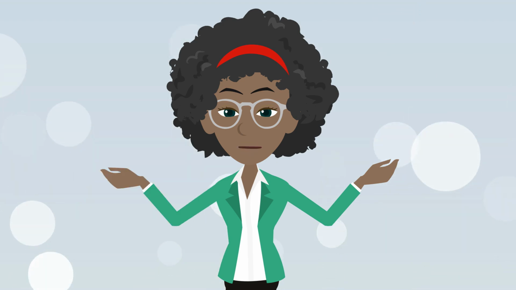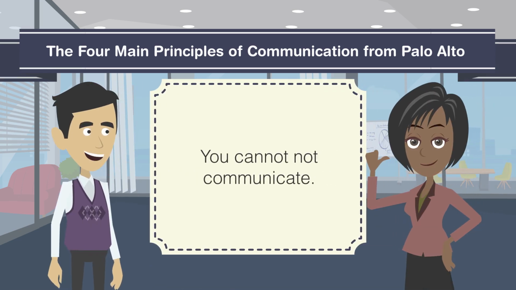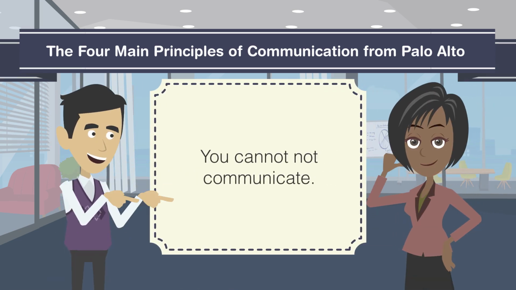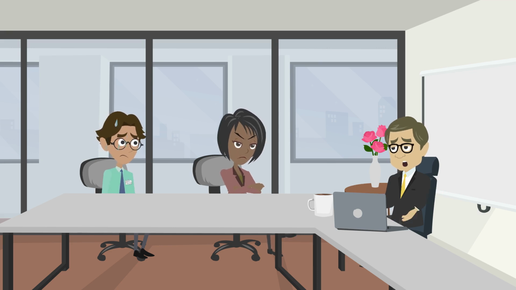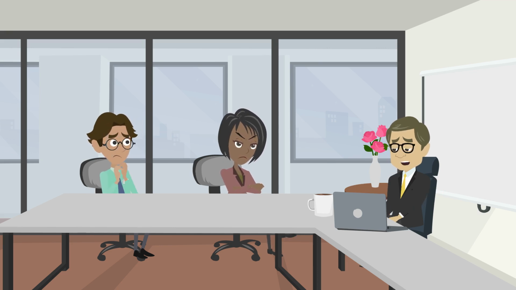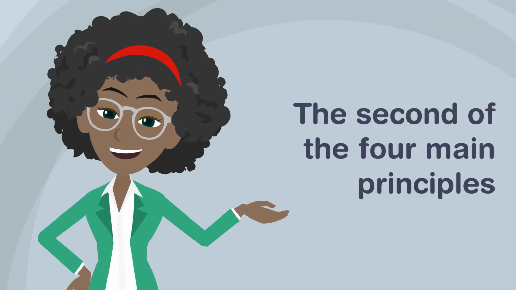But first, let's revisit the first principle that we discussed previously. It states that you cannot not communicate. Indeed, whatever we do, we always communicate, even through the absence of words or action. And now, here is the second of the four main principles of Palo Alto communication.